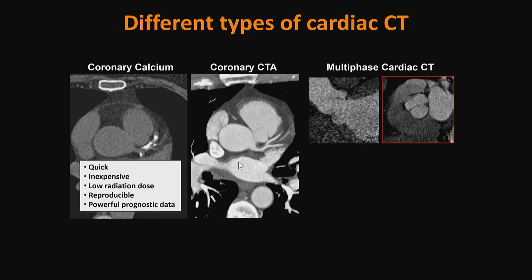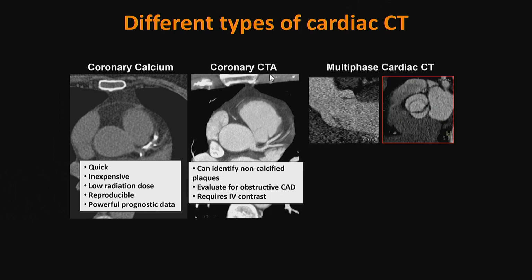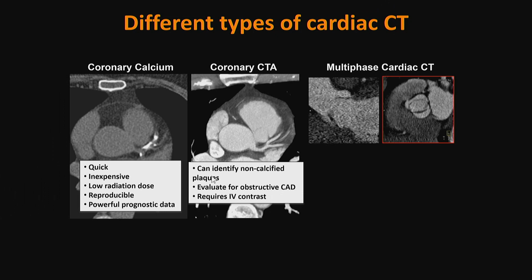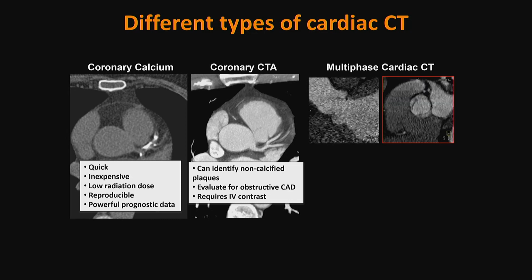On the other hand, when we administer contrast, we can acquire a coronary CT angiogram, which can now show not just a calcified plaque, but also the non-calcified plaque. This is the scan we perform when we evaluate for obstructive coronary artery disease.